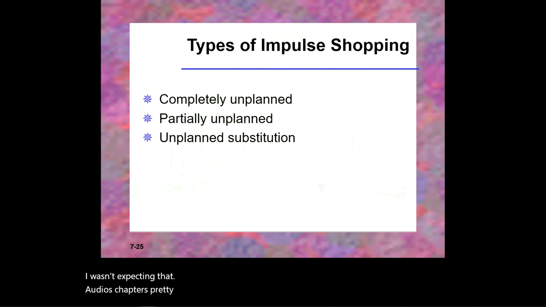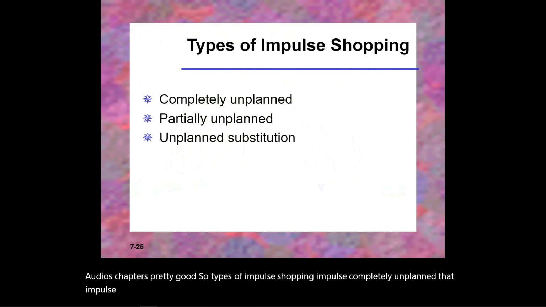So, types of impulse shopping. Impulse, completely unplanned. That's what impulse means. Buy it on the spot. Partially unplanned and unplanned substitution. So anything that's unplanned is impulse shopping, right?